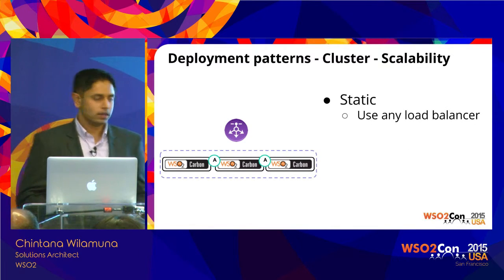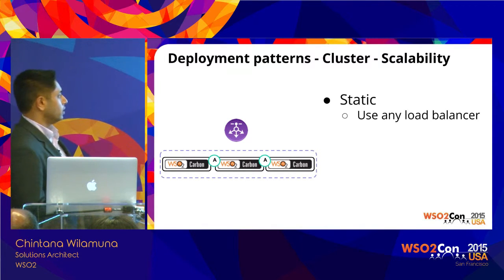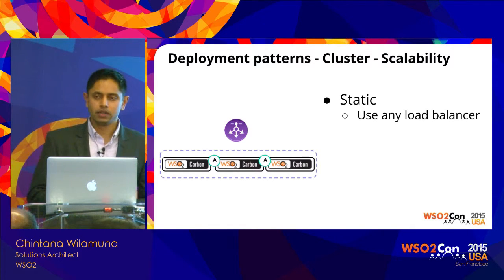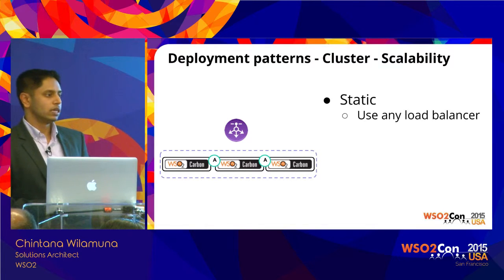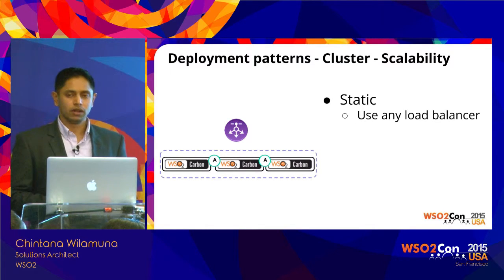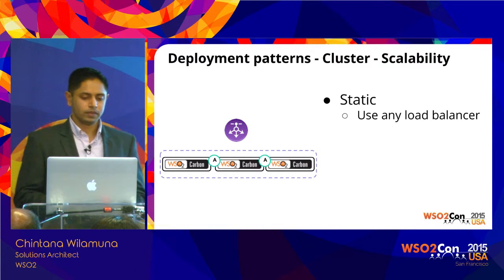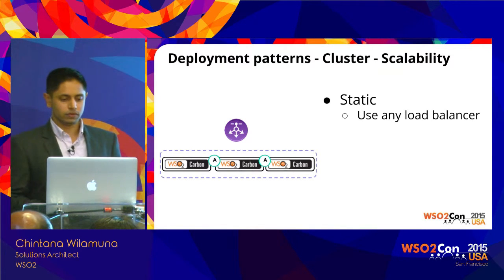Clustering for scalability. So this is static clustering. We have a load balancer, and then we have a separate set of carbon instances. For this, we used to have a WSO2 elastic load balancer, but we don't have it now. We sort of retired that elastic load balancer, and we are now relying on external load balancers. You can use pretty much any load balancer for this.